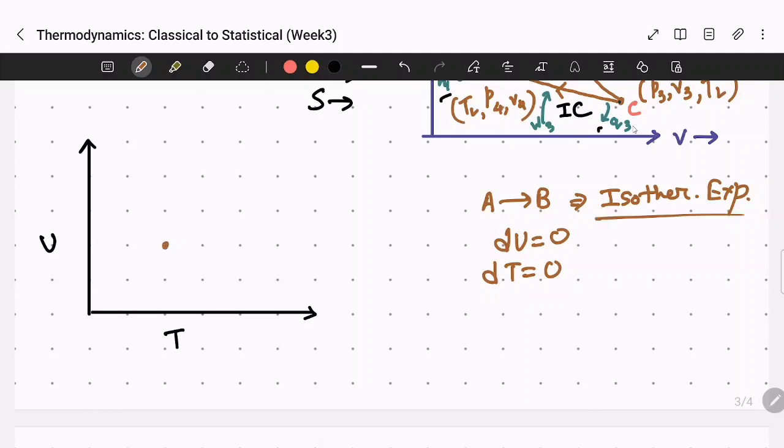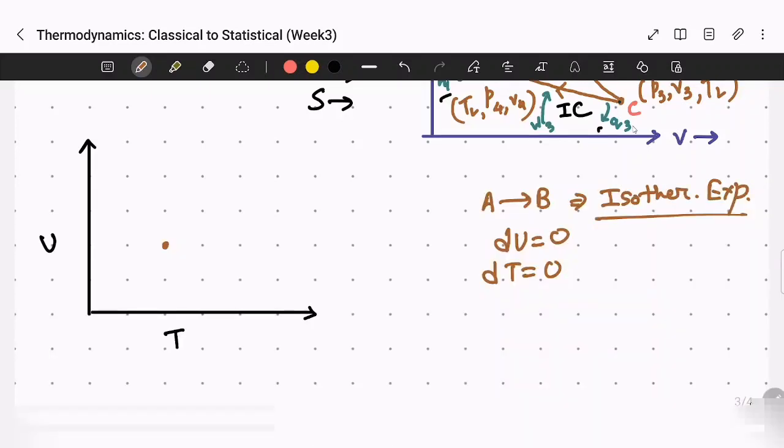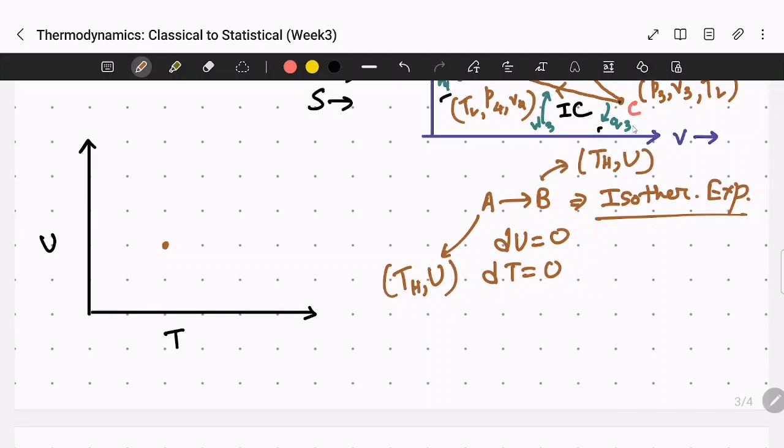For isothermal expansion, the points A and B will be the same in terms of U and T. Temperature is not changing. So state A, the temperature is TH and U is, let's say, U. And for B, it's also TH and U. It is not changing, so the point will not move. So for isothermal expansion, the points A and B will be the same point. Let's say any point here. This is A and this is B. The point is not changing for isothermal expansion.